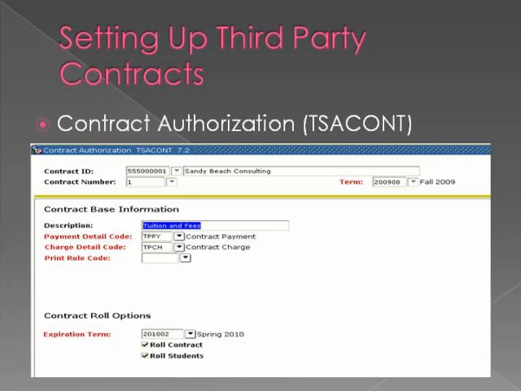Okay, for my contract, my Sandy Beach Consulting, this is contract number 1, and I can have multiple contracts related to one ID. And in this one, they're going to pay for tuition and fees, and I've associated my payment and my charge type detail code. This particular contract is active or effective for your term fall 2009, and I've set it to expire spring 2010. But I've also allowed for my contract to roll as well as my students.